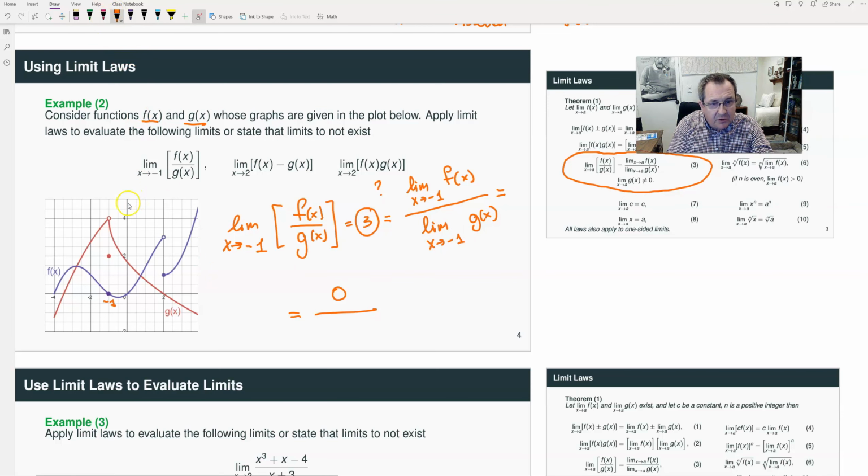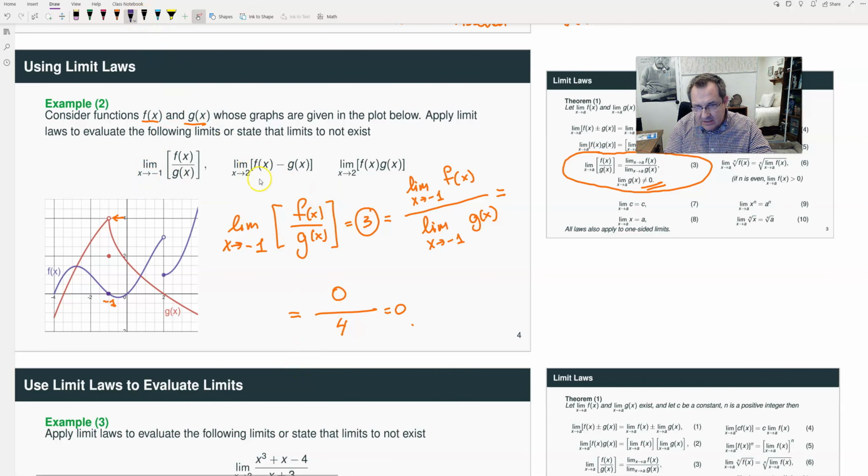Now we continue to the function g of x. The limit of function g of x at -1 is 4. It exists and it's not equal to 0, so that validates our step. Both limits exist and the denominator is not equal to 0. I can apply formula number 3. Now, once I apply formula number 3, 0 over 4 equals 0, and that completes that first limit.